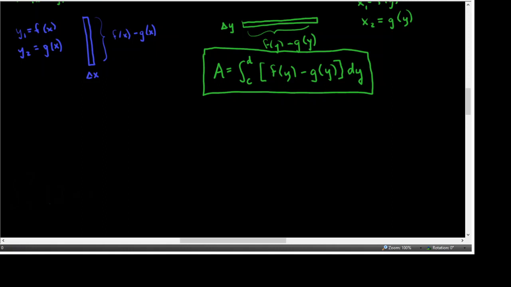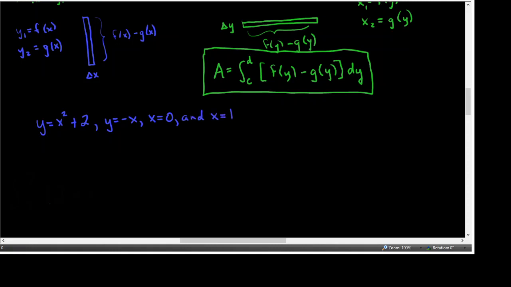All right, so let's do an example. We're going to find the area of the region bounded by the graphs of y equals x squared plus 2, the line y equals the opposite of x, the vertical line x equals 0, and the vertical line x equals 1.